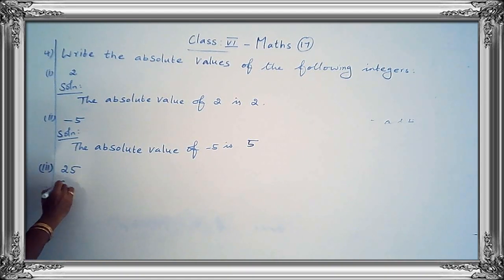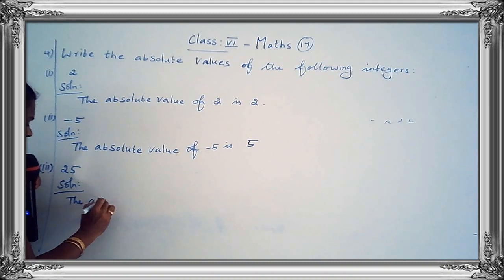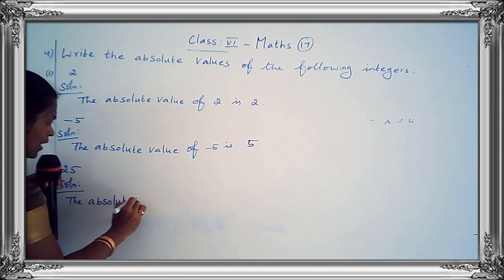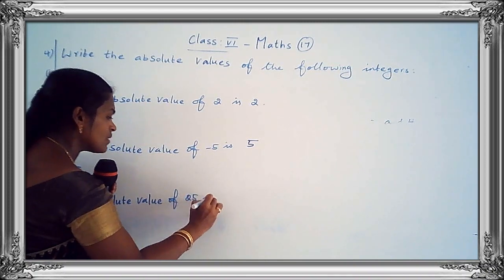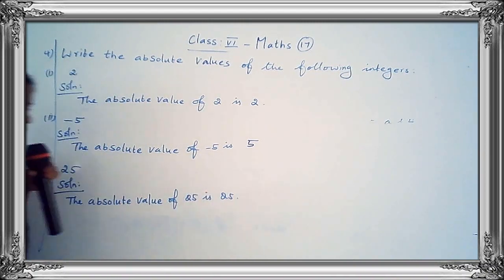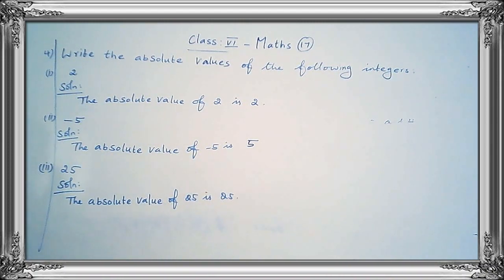25. What is the answer? The absolute value of 25 is 25. Yes children, positive or negative doesn't matter, but the absolute value of a number is positive only. The absolute value of an integer is its numerical value irrespective of its sign.